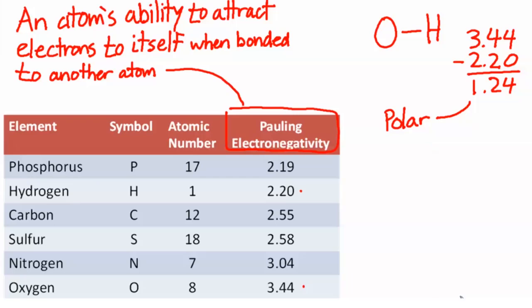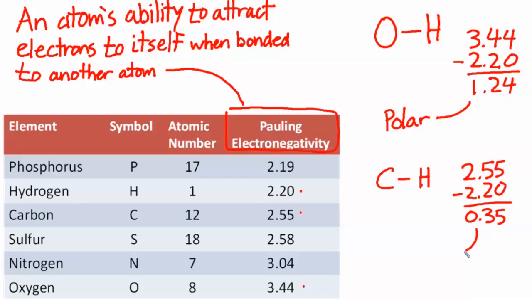What about the bond between a carbon and a hydrogen? C's electronegativity is 2.55 and H's is 2.2. The difference is 0.35. And that's below our rough polar-nonpolar line in the sand, so this is considered a nonpolar bond, even though there is some small amount of polarity there. So, looking at bonds mathematically in this fashion, we can calculate the polarity of any bond we're interested in.